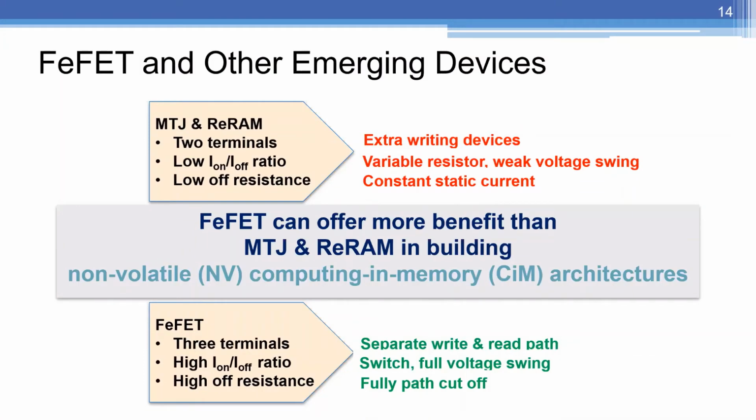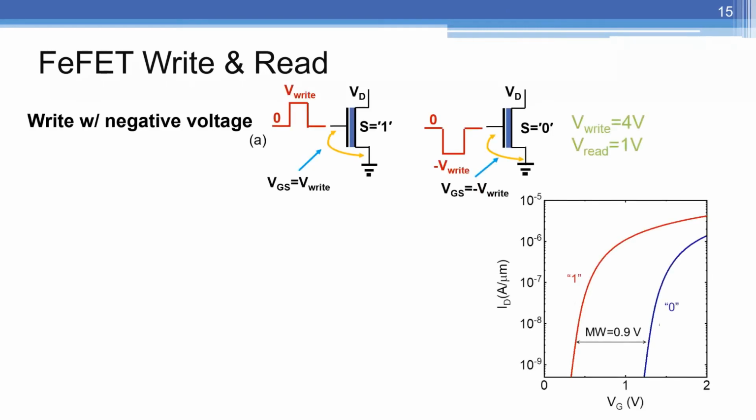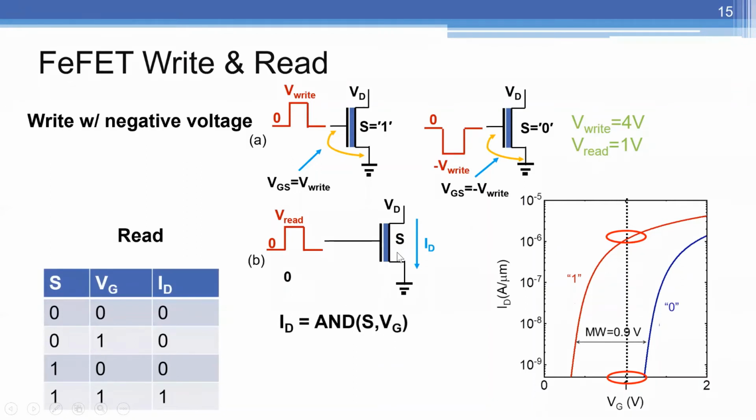And then next I will show how we could build the FeFET-based CAM leveraging the FeFET properties. For the write scheme of the device, we just apply the positive or minus 4 volt in order to write a logic 1 and 0 into the device respectively. And for the read scheme, we apply a read pulse of 1 volt at the gate terminal of the device so that whether there is a current flowing through the device is dependent on both the value we store in the device and the gate voltage.